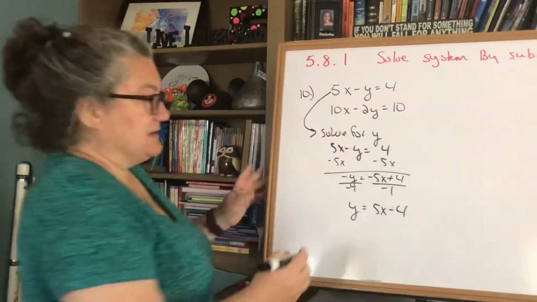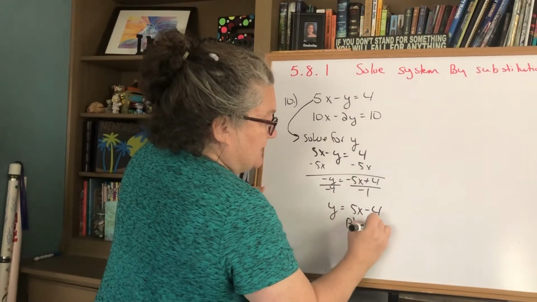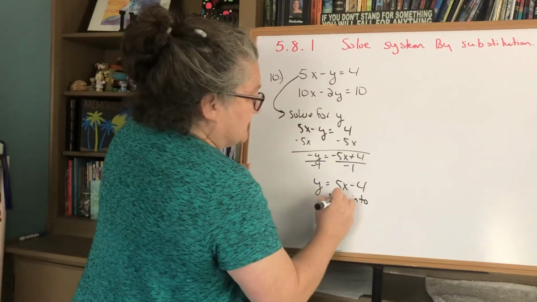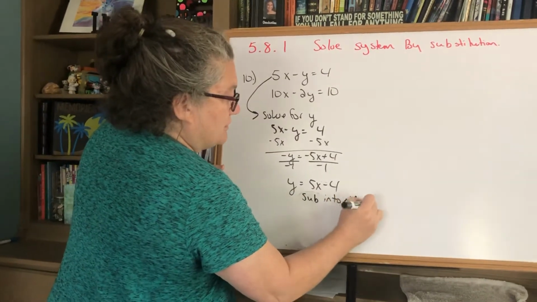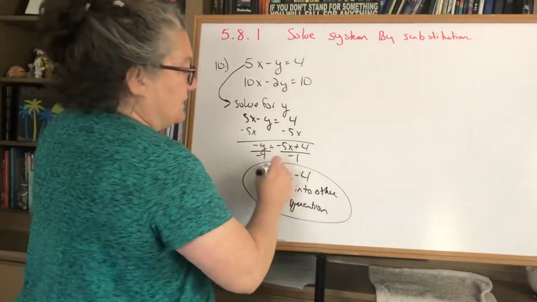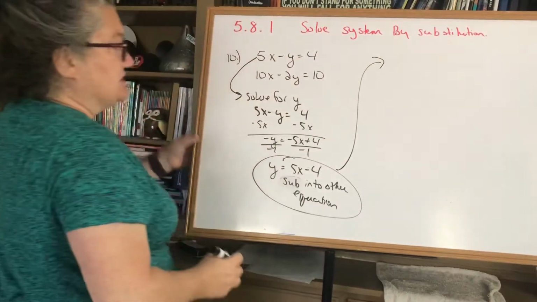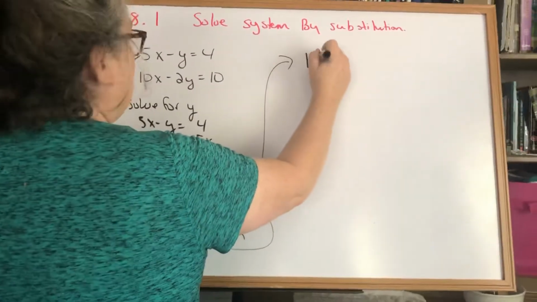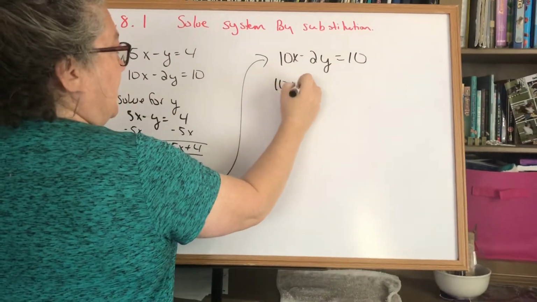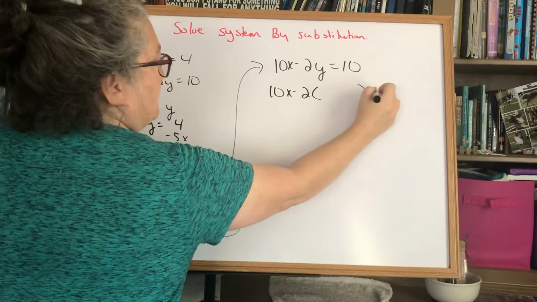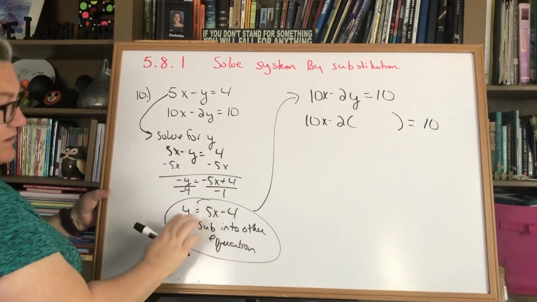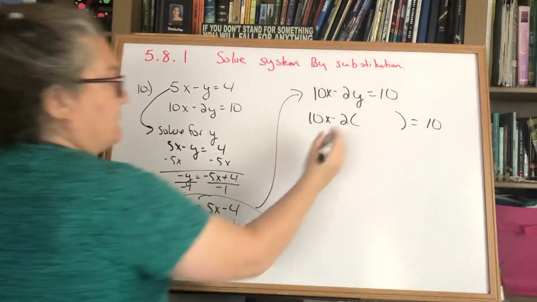I'm going to take this and sub into the other equation. So I'm going to take this one and substitute it into the other equation. What's the other equation? 10x minus 2y equals 10. So 10x minus 2 times y equals 10. What is my y? My y is 5x minus 4, because see, it says y equals 5x minus 4.